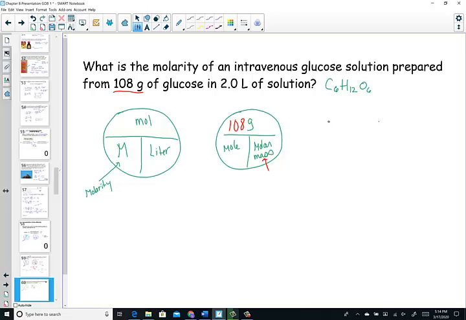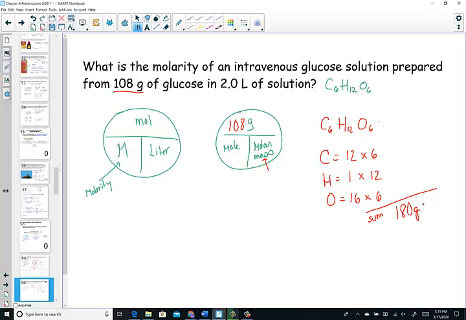You know what else we know? We know molar mass because we know the formula C6H12O6. Carbon has a formula weight of 12 and there's 6 of them in the formula. Hydrogen has a molar mass of 1 and there's 12 of them in the formula. Oxygen has a formula weight of 16 and there's 6 of them in the formula. Let's sum all of the atoms together. 12 times 6 plus 1 times 12 plus 16 times 6 gives us a molar mass of 180 grams.